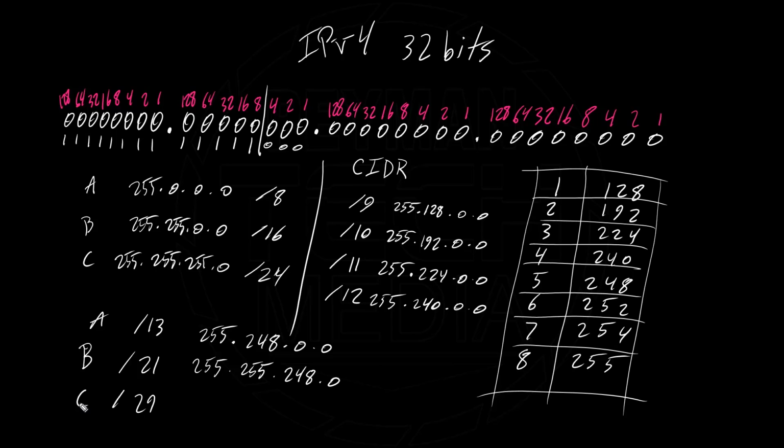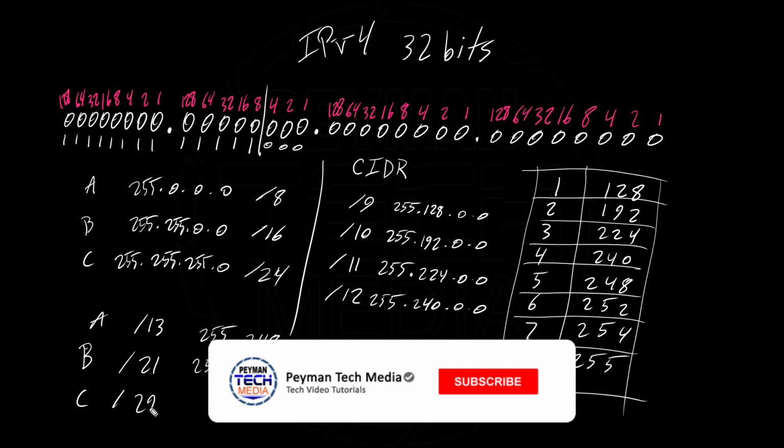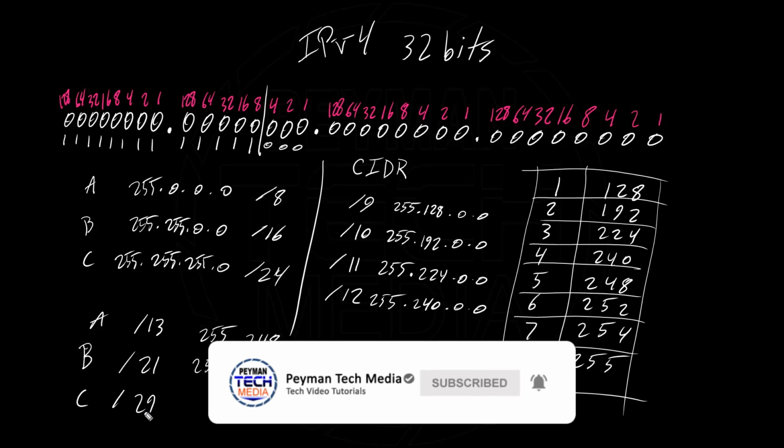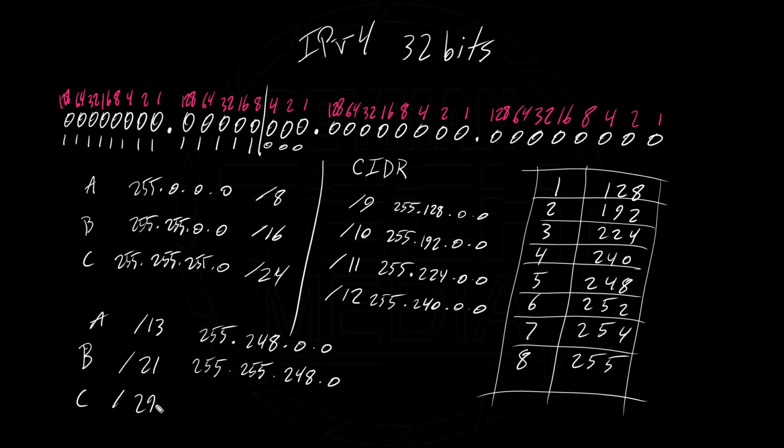Now let's take a look at class C. Class C IP address, they gave us a CIDR notation 29, and we already know this 29, they borrowed 5 bits from the host bits because by default class C is 24. So 24 plus 5, that's 29. Therefore, the default subnet mask is 255.255.255 on the last octet, the host bits, they borrowed 5, correct?